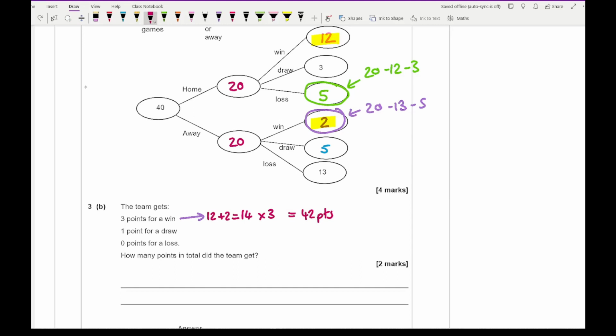And then for the draw, how many games did they draw? Well, I've got 3 plus 5, which is 8. So it's going to be 8 times 1, which is 8. So 8 points. So all in all, the total number of points is going to be 42 plus 8, which is 50.